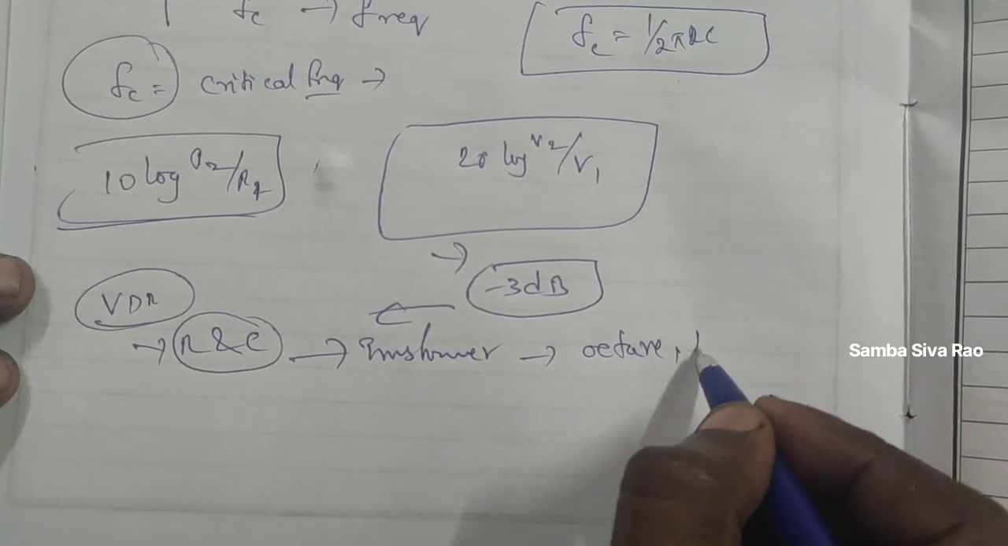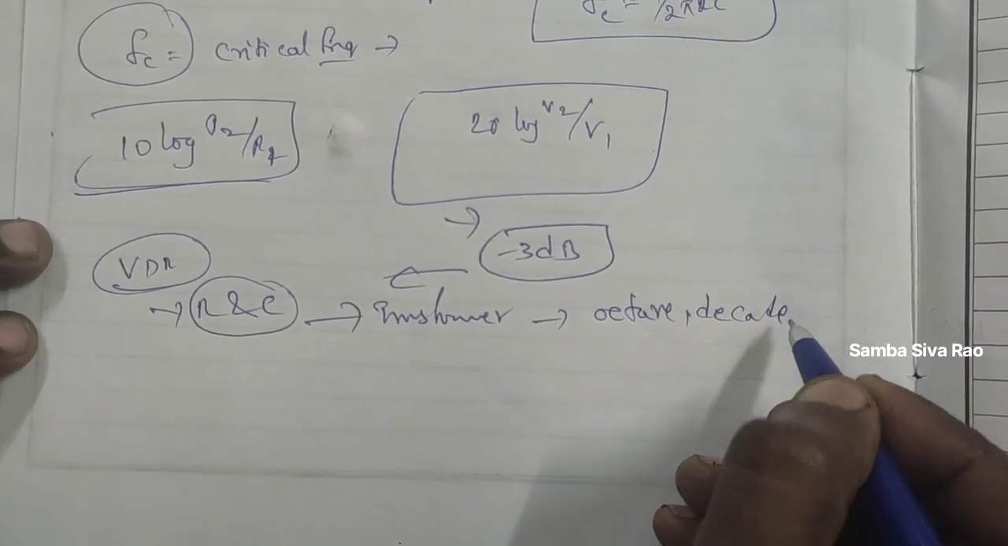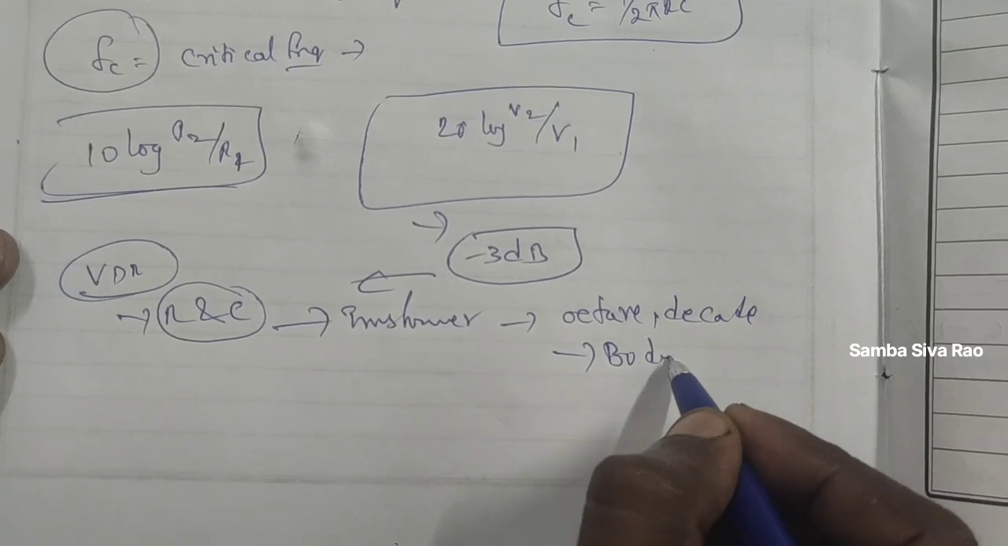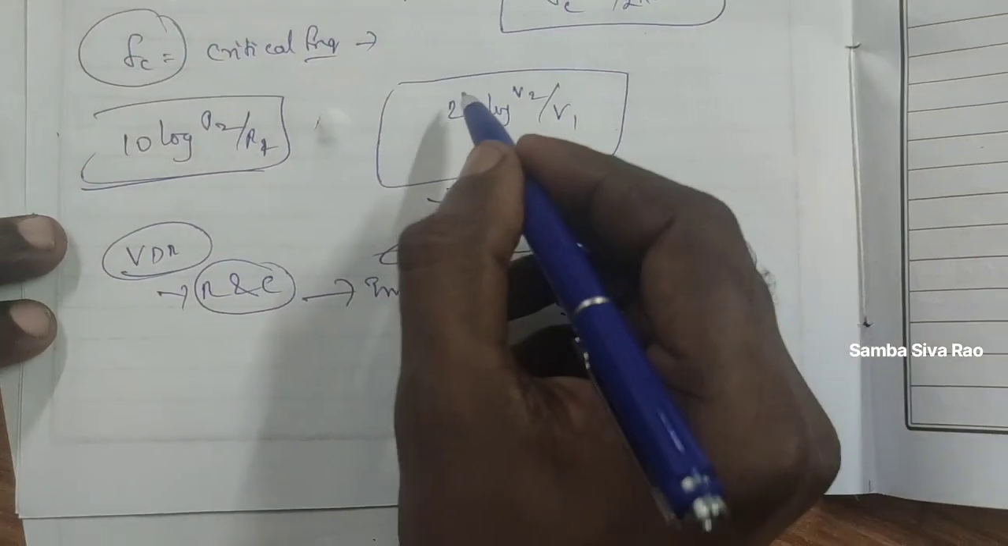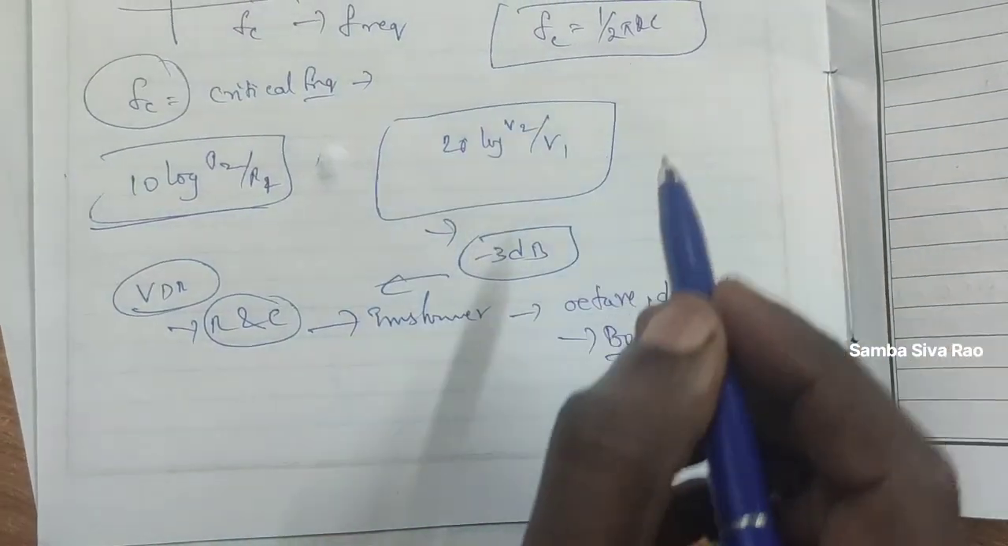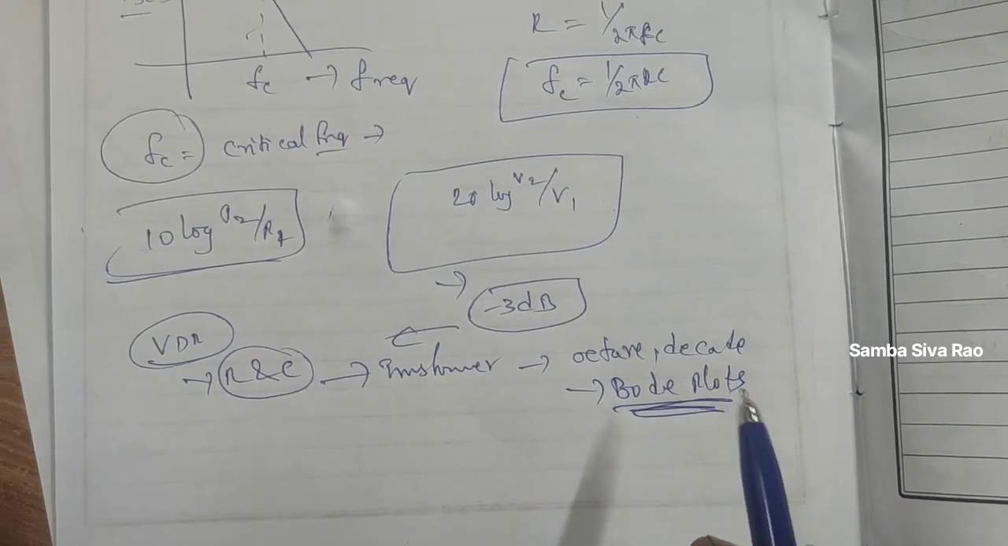Octave and decade, depending on their Bode plots. From Bode plots we get the critical frequency, so that we can calculate the low pass filter, high pass filter, or band pass filter.